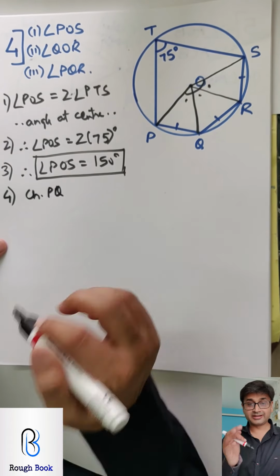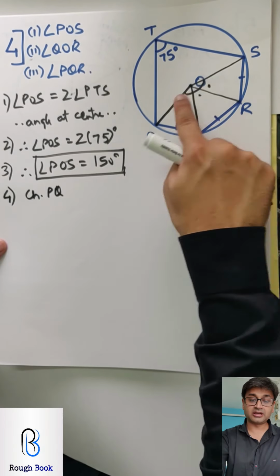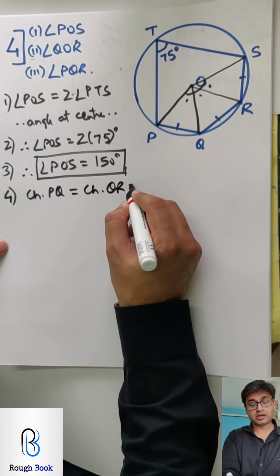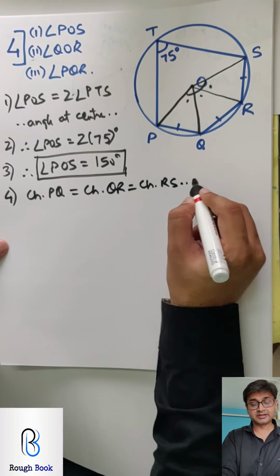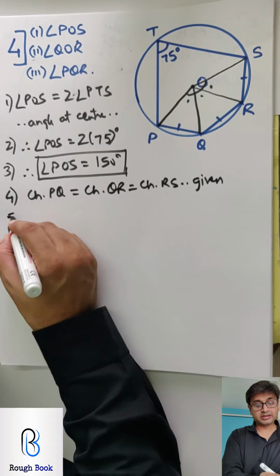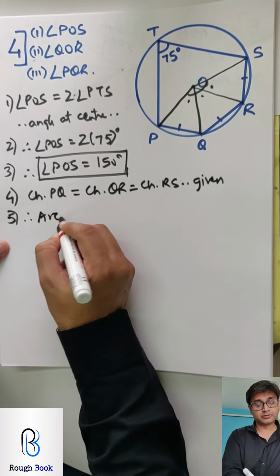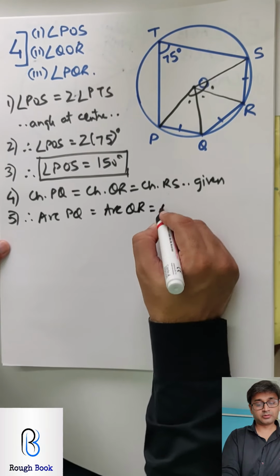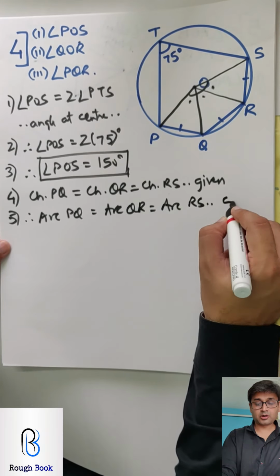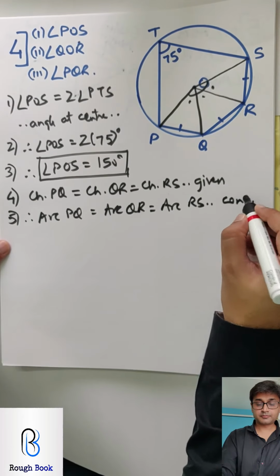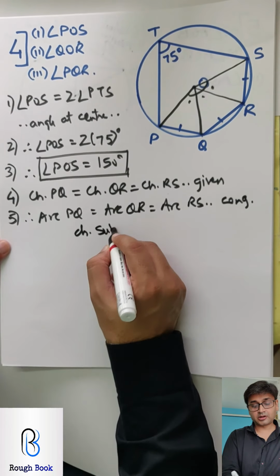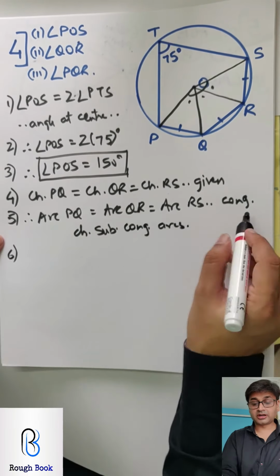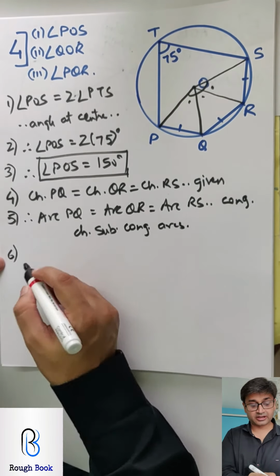Chord PQ. Can you write these three steps? First all the chords, then all the arcs, then all the angles. Come on, write it down. So chord PQ equals chord QR equals chord RS. Reason given. And therefore arc PQ equals arc QR equals arc RS. Congruent chords subtend congruent arcs. Yeah, no shortcuts in the exam, huh? Right now just saving time, right?